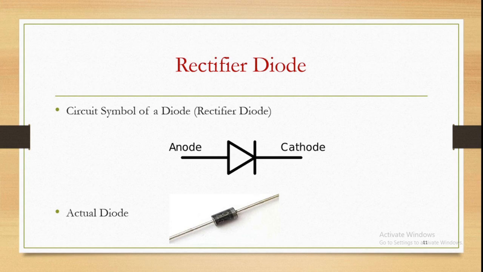The actual diode, if you go to the market, will look like this, where the golden ring indicates the cathode and the other part is called the anode.